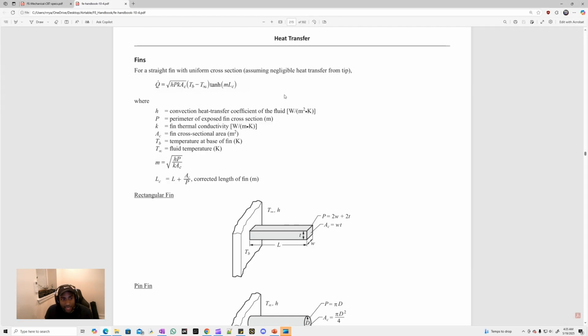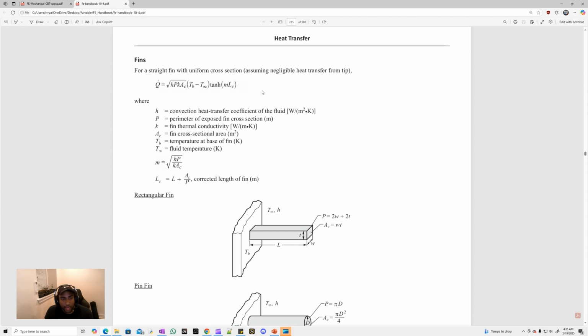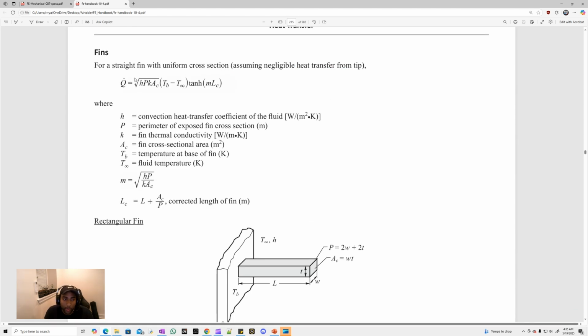If we check inside the FE reference manual on page 209 of version 10.4, the most up-to-date one, you can see some things related to fins. We have the heat transfer rate for an adiabatic fin tip. You can see here it says, assuming negligible heat transfer from the tip. We have all the parameters defined here, as well as the corrected fin length. Now, the corrected fin length is what we use if we have convection at the tip.